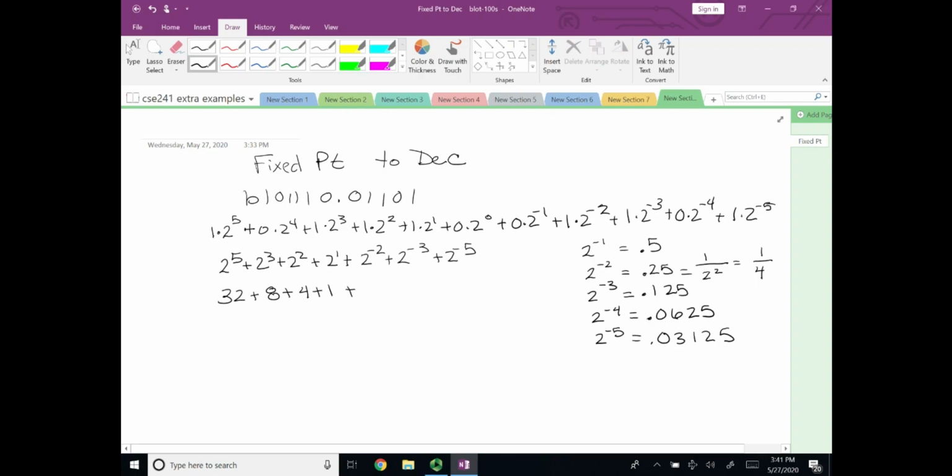plus, and then I'm going to do this part vertically to make the math easier to execute. So we have 0.25 plus 2 to the minus 3, which is 0.125. And 2 to the minus 5, which is plus 0.03125. So I'm going to add this up. Making sure I show my carries.